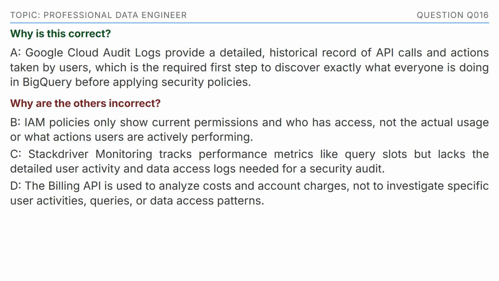Why are the others incorrect? B. IAM policies only show current permissions and who has access, not the actual usage or what actions users are actively performing. C. Stackdriver monitoring tracks performance metrics like query slots but lacks the detailed user activity and data access logs needed for a security audit. D. The billing API is used to analyze costs and account charges, not to investigate specific user activities, queries, or data access patterns.